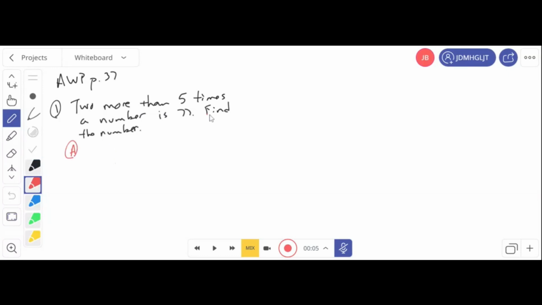Step A, what are we looking for? We're looking to find a number. So I'm going to call X the number. Next, we look for the equation sentence. There is no other item in this problem other than the number. That's the only thing that it's talking about.